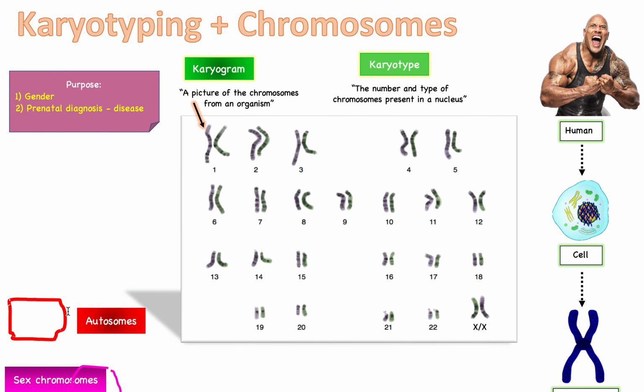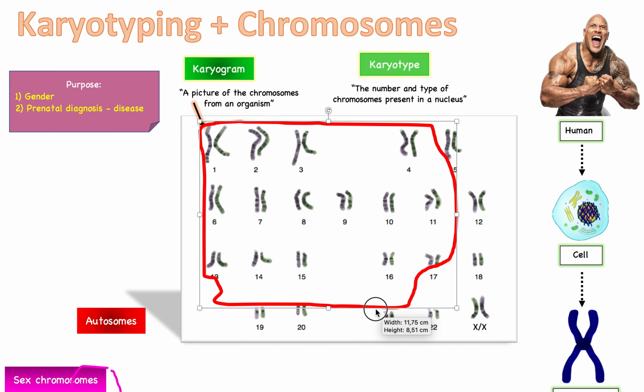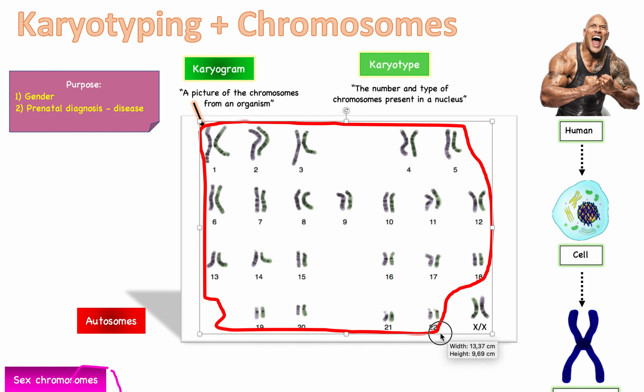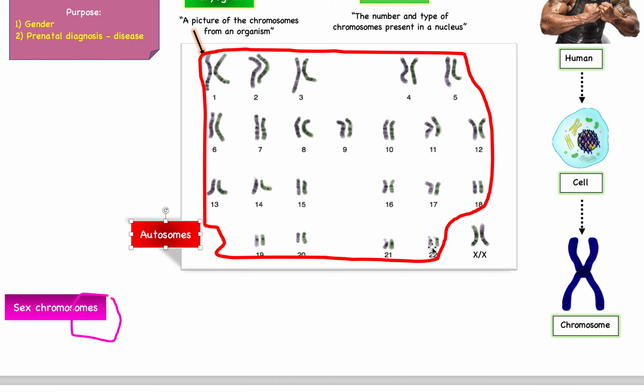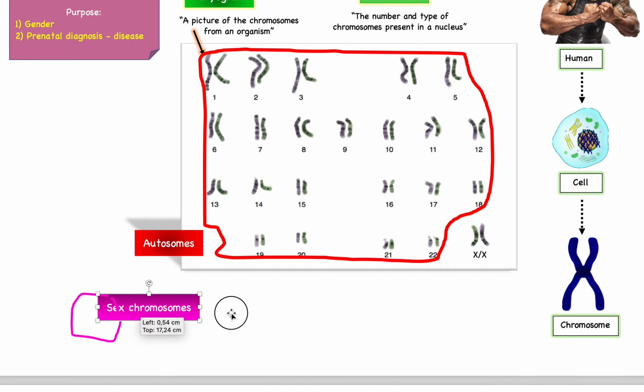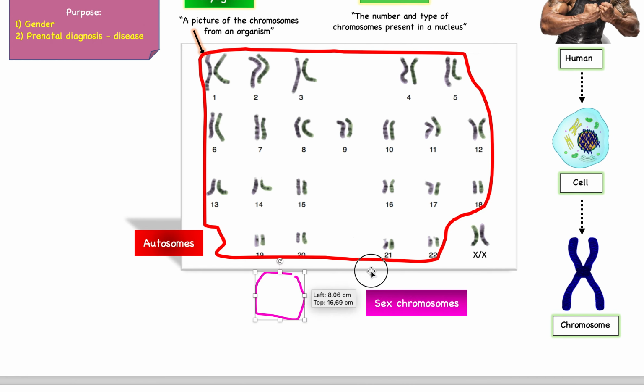Now, next part, autosomes. What do I mean by autosomes? Autosomes are all the chromosomes in a karyogram or in a cell that are non-sex chromosomes. Okay, so all of these have nothing to do with determining whether you are male or female. They are involved in every other characteristic, like your height, hair color, all your other characteristics. Sex chromosomes are these 2 in the bottom right-hand corner. They determine whether you are male or female.